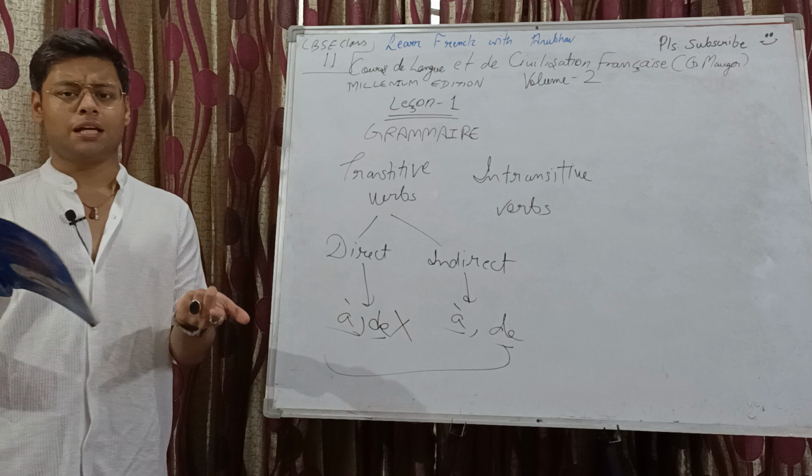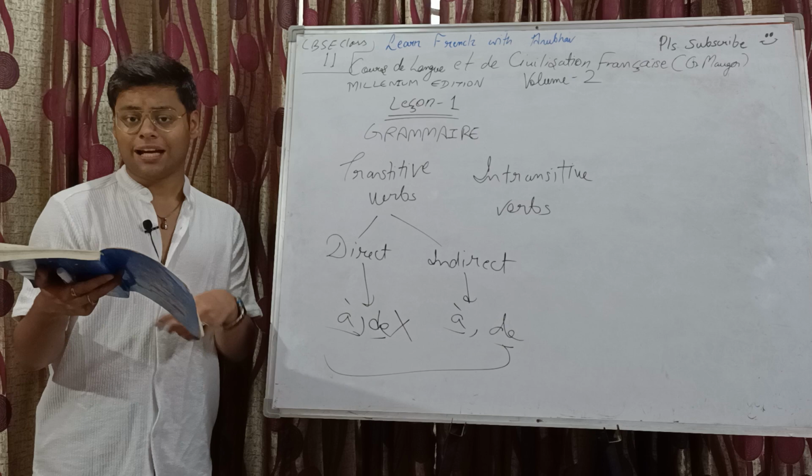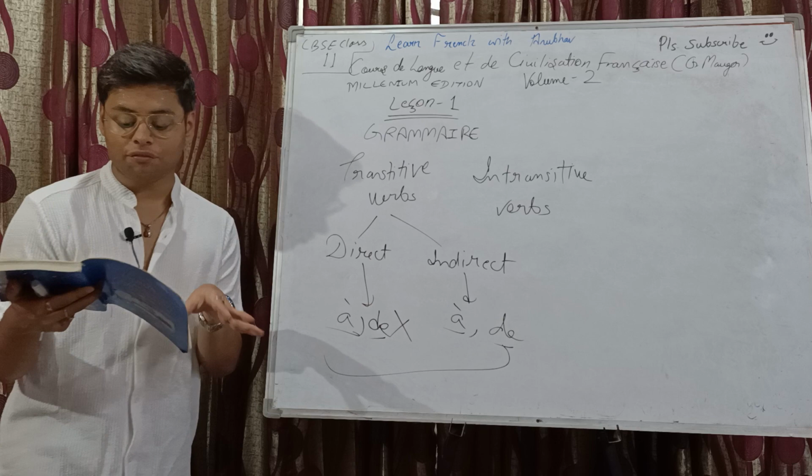There, Mozambique, Zimbabwe, and le Mexique. These four are the exceptions that we have. Like they end with an E, but still they are masculine, right? So here only one example is given as of now, le Mexique, the Mexico.